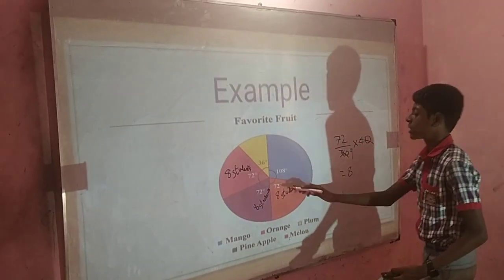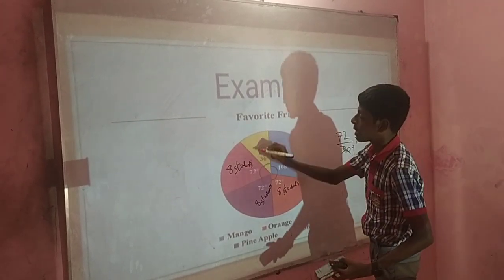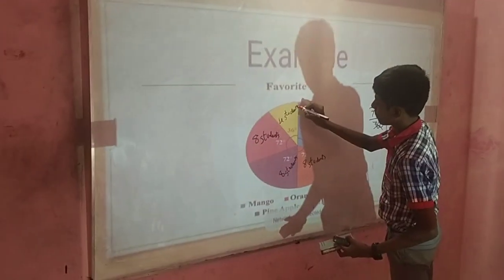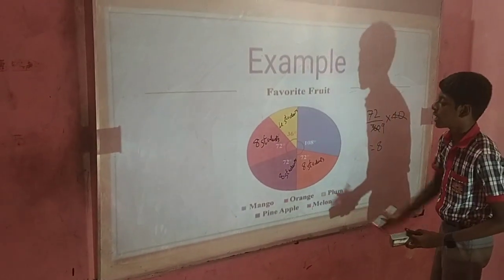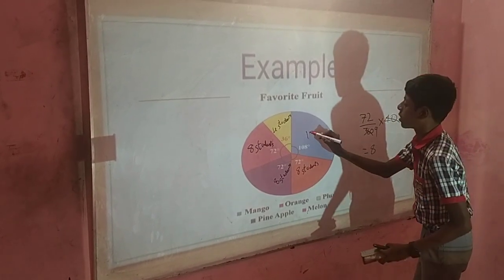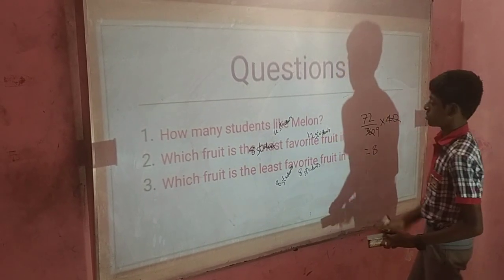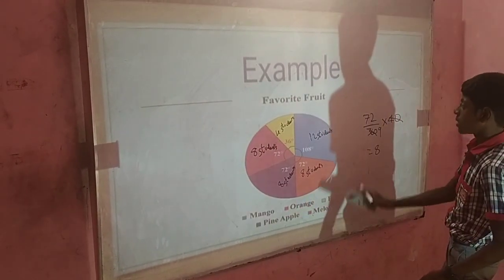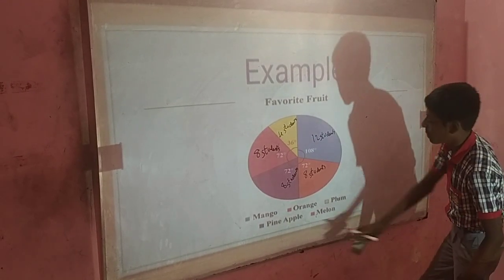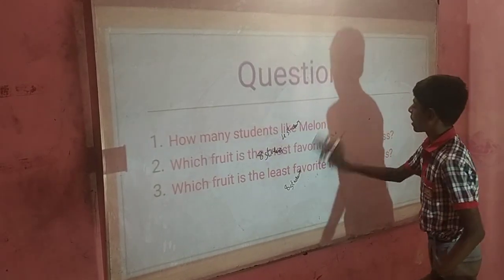In the plum it is 36 degrees. So it is 72 degrees by 2, which means 8 by 2, 4 students. And 108 degrees is 36 degrees into 3 degrees, equal to 12 students. So this is the pie chart. And the question is, how many students like melon as their favorite fruit? It is 8 students.